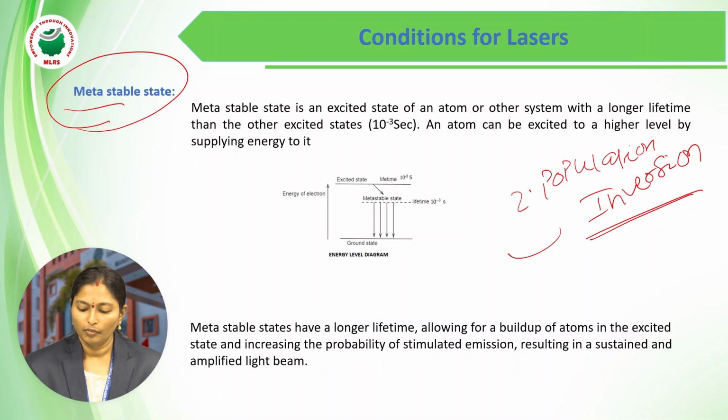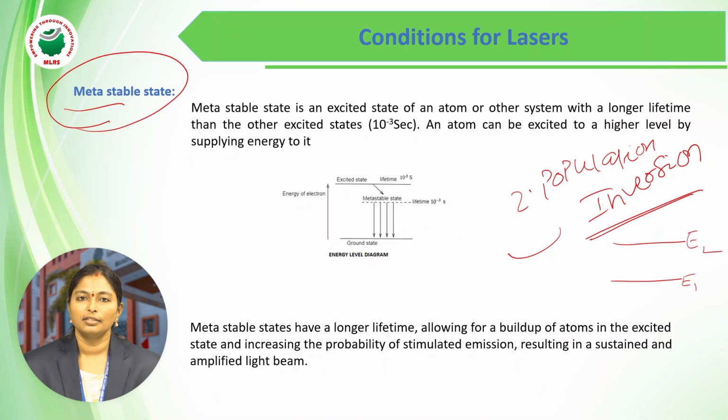In previous classes we already learned about the two-level laser system, where E1 is the energy of the ground state and E2 is the energy of the excited state. There are three quantum processes we already learned. At thermal equilibrium, all the atoms are in the ground state. If you give sufficient energy, the atoms absorb this energy and start to move to the excited state.